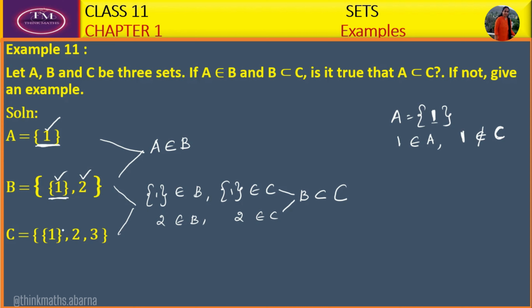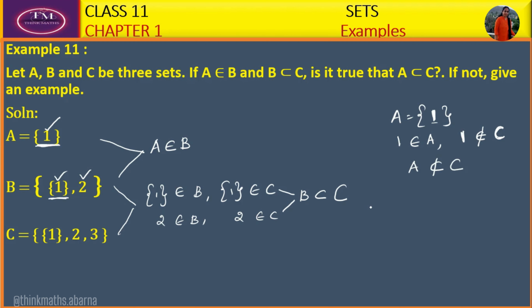So if it is without the curly bracket, we can say A is a subset of C. But here it is inside the curly bracket. So we can say 1 does not belong to C. That means A is not a subset of C for this example.